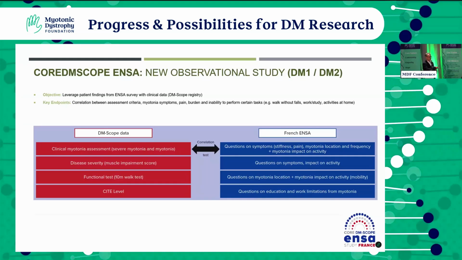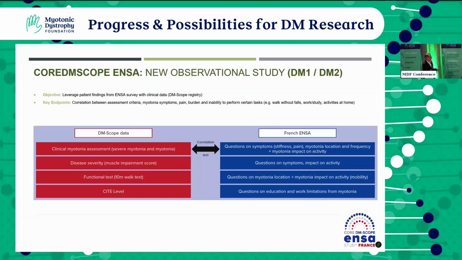I do not have it present here, this is with Lupin Pharmaceutical, another aspect where we linked in time DM-Scope. So we have the retrospective data from the registry, and this will be bridged to a prospective natural history study. So we will have the two worlds combined all together.